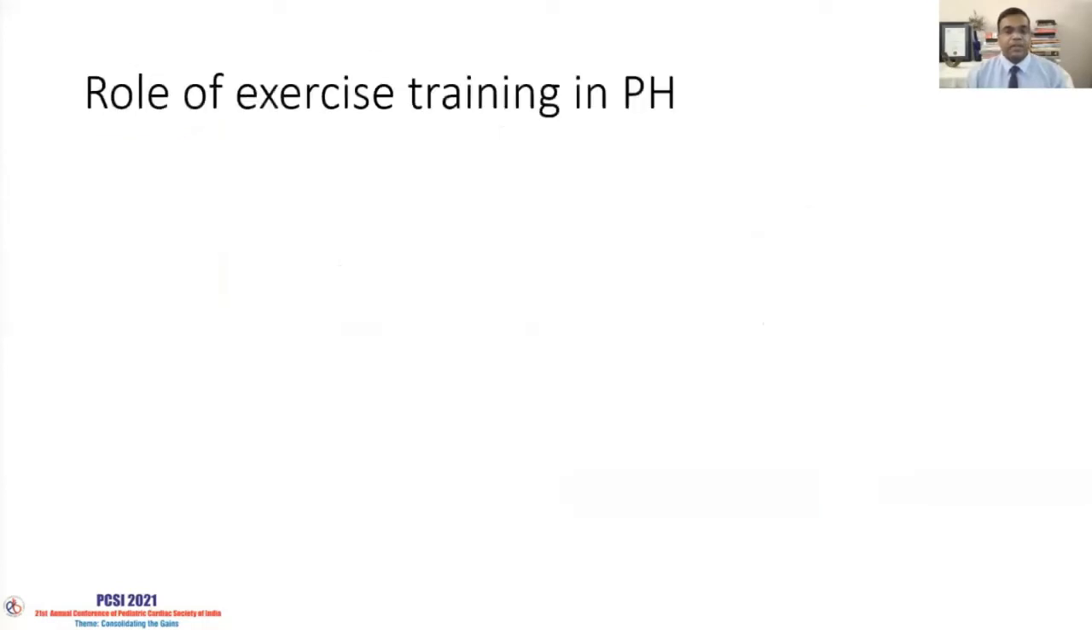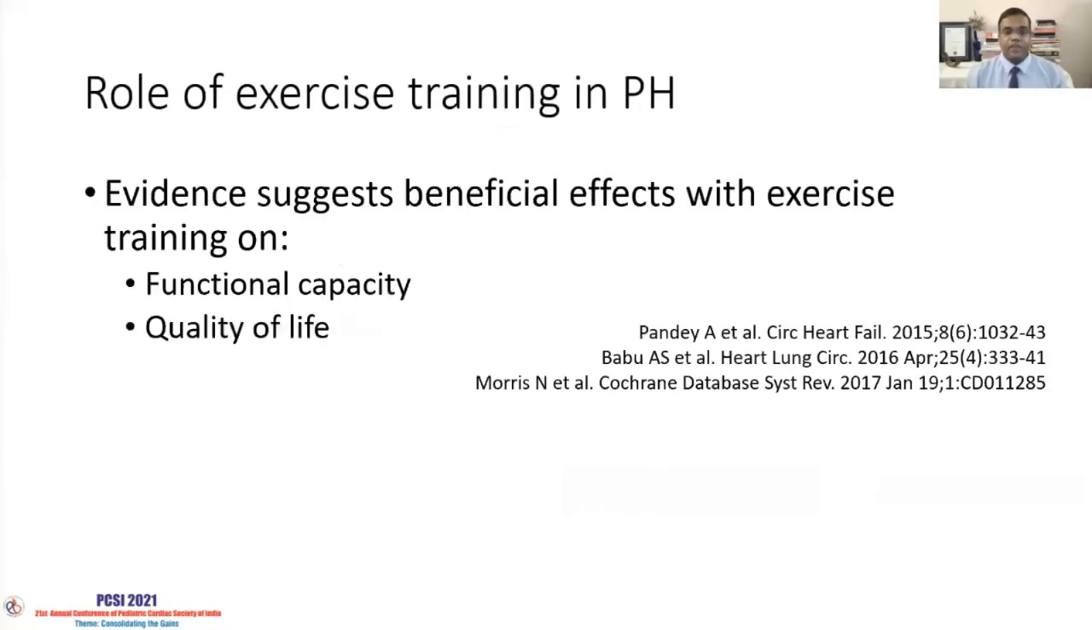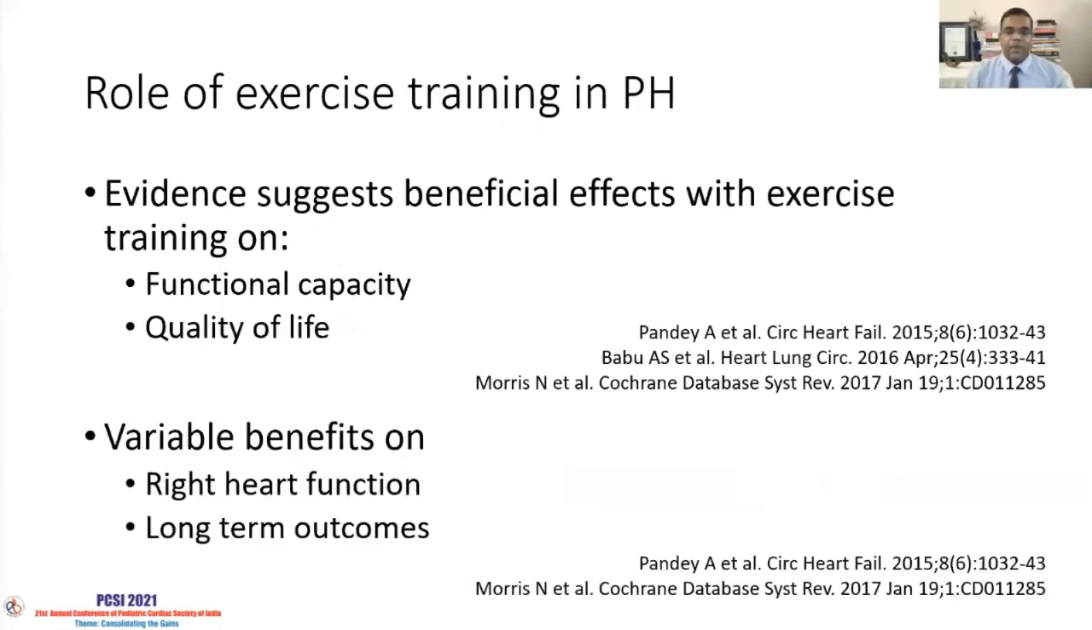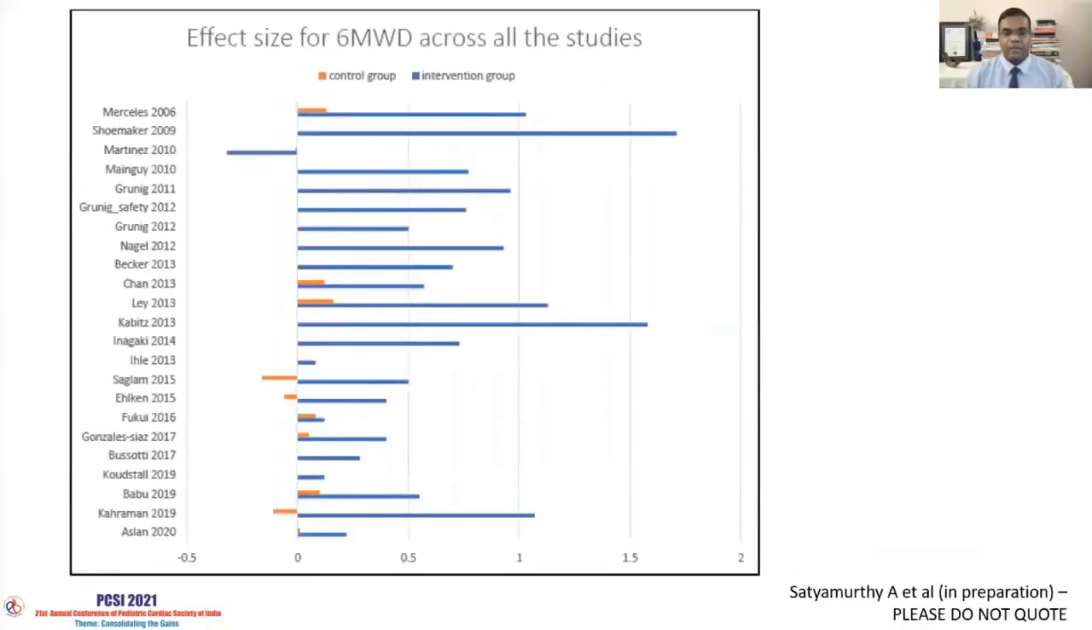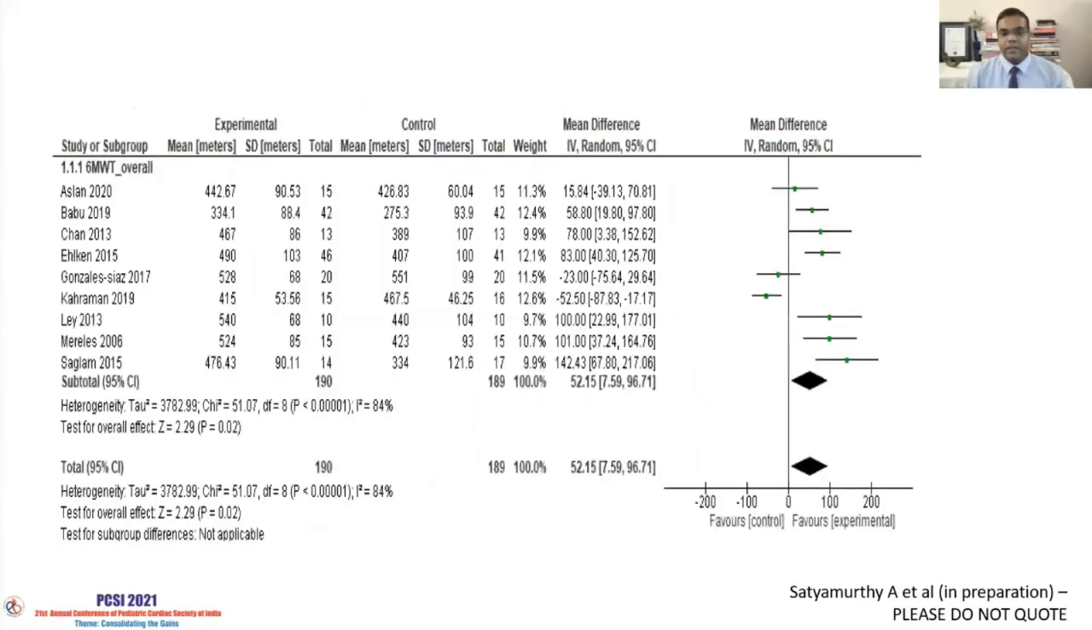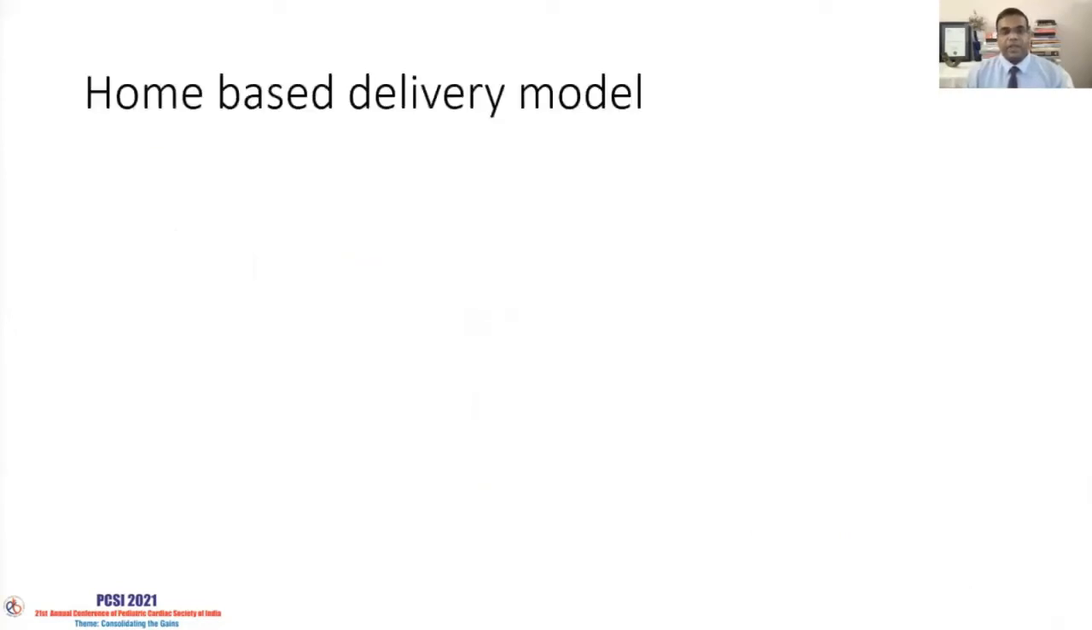The role of exercise training in PAH in adults has been established through various meta-analysis, which have found benefits with exercise training on functional capacity and quality of life, with variable benefits seen in right heart function and long-term outcomes. Our updated meta-analysis, which we have recently completed, shows variations in effect size, and the meta-analysis also shows favoring exercise training, though with a high degree of heterogeneity.